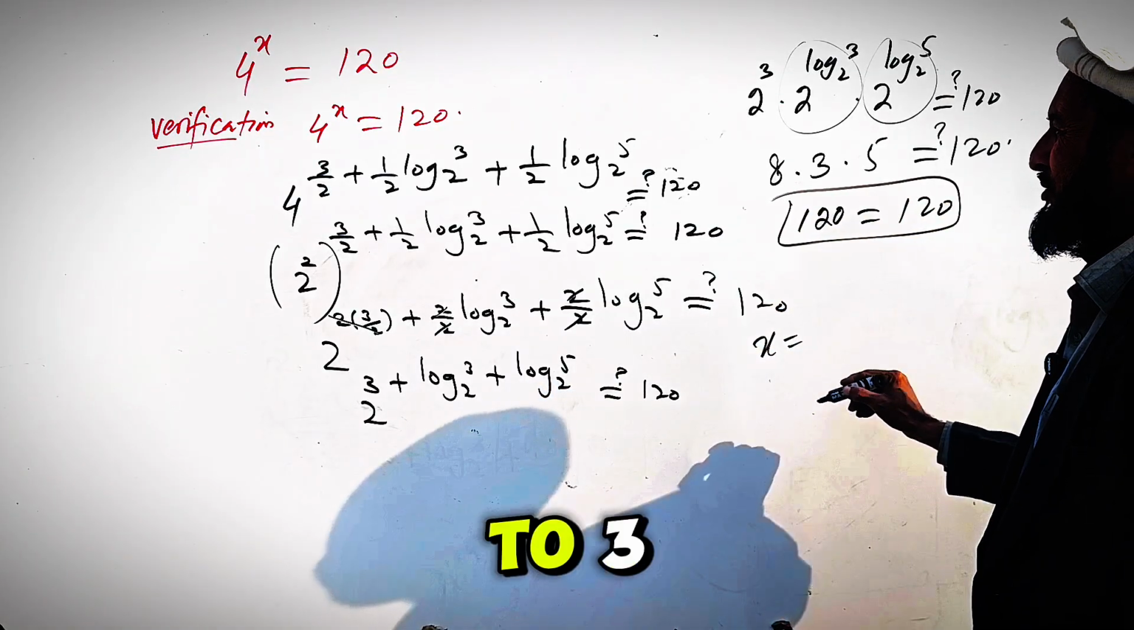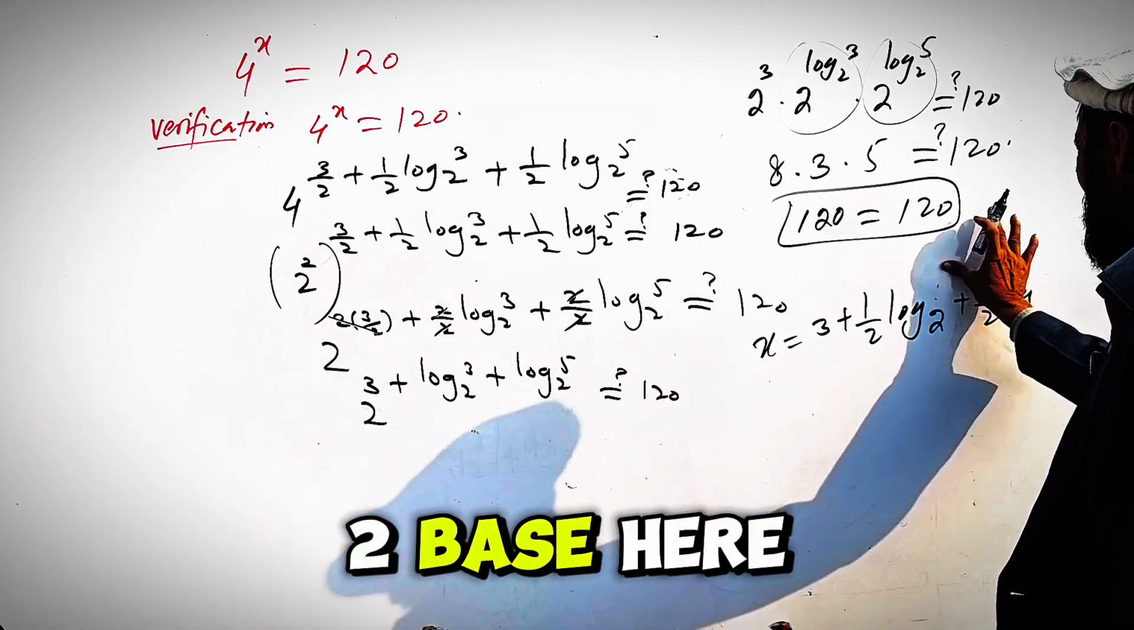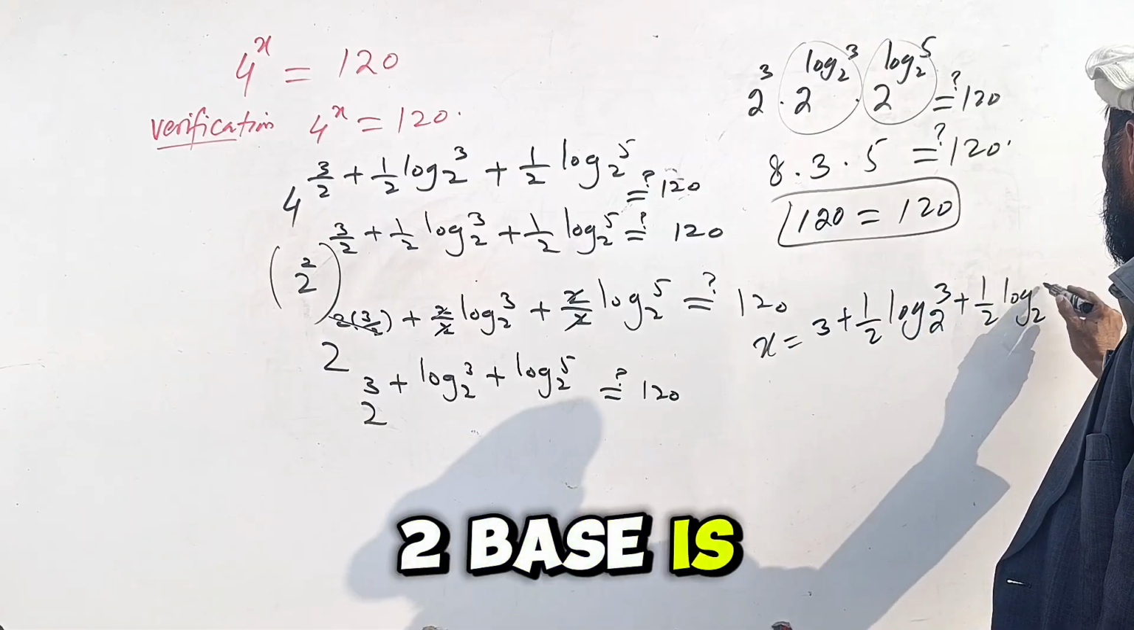x is equal to 3 by 2 plus 1 by 2 log of 2 base, here is 3, and 2 base is log of 5.